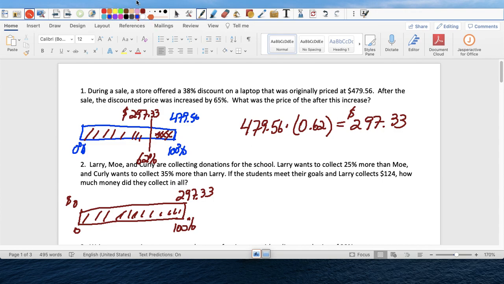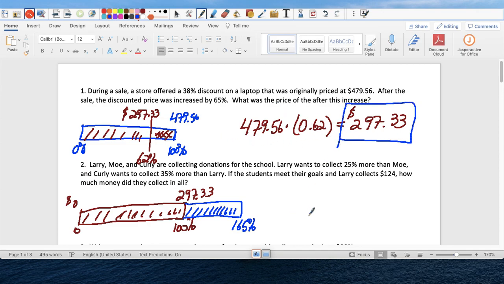Let's pretend it's Christmas time and the sale is out. Whoever had the chance to buy it at a discount price bought it, and those who didn't come back, I don't know, 2 weeks later. And 2 weeks later, it's too late because the store said, you know what, the sale's over. We're going to increase the price by 65%. So 100% is what it is now. We're going to tack on 65% of $297, and we have our new price of the laptop.